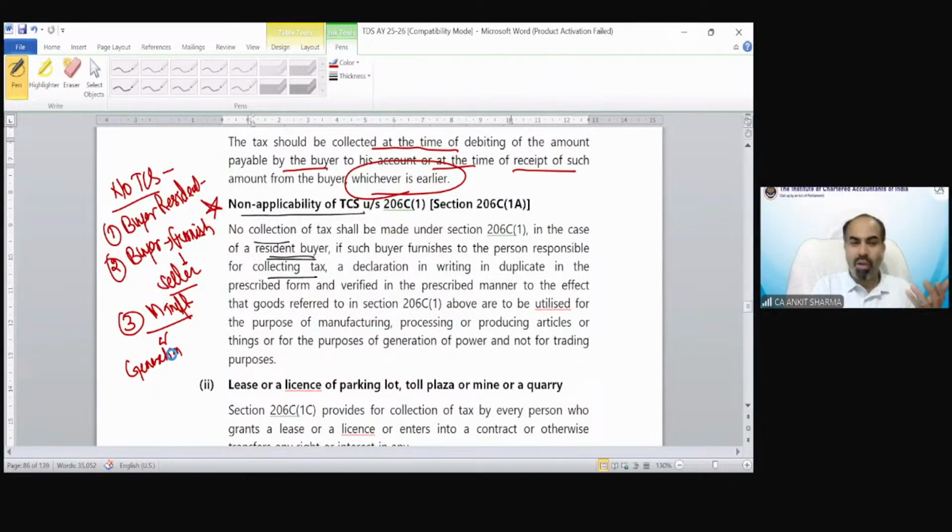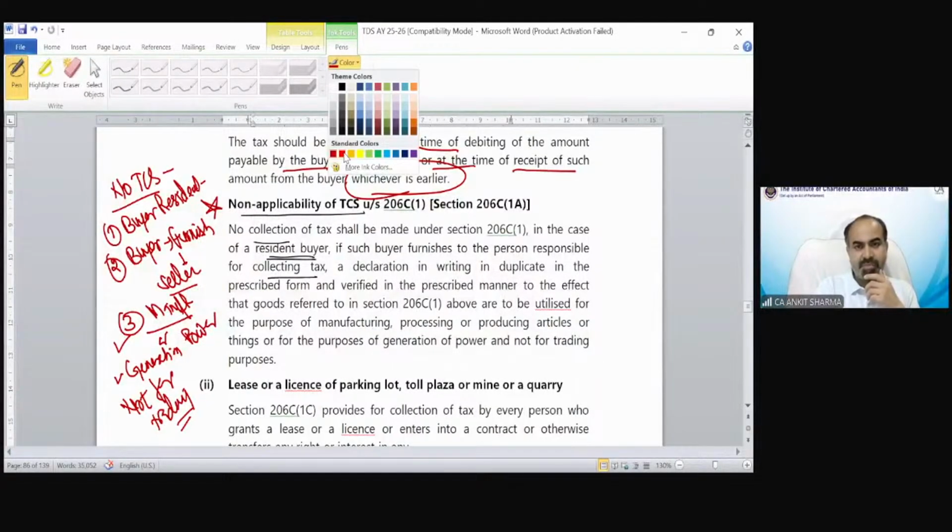So whatever tendu leaves, timber I am obtaining from the above cases, if the buyer is resident and if he is giving an undertaking, then whatever goods I am procuring from this tender, I will utilize for the manufacturing of any other product or for generation of power and not for trading. If it is not for trading, then the TCS provision would not be applicable. So this provision has been mentioned over here.